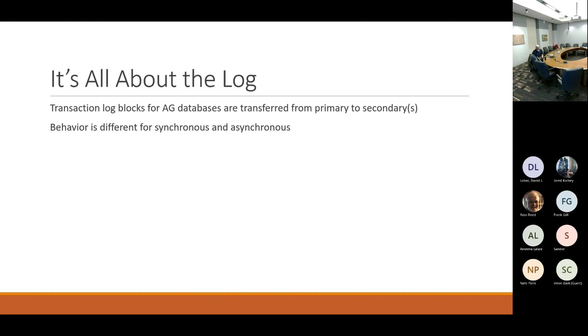And this is just talking about a single instance of SQL Server. The way the availability group works is as those transactions are writing to the log file on disk on your primary, the log blocks that contain those transaction log records are being transferred to your secondary replicas. And depending on whether you're set synchronous or asynchronous will determine how that secondary replica behaves and how the primary behaves in relationship to that.